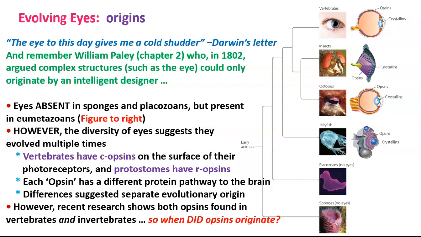However, like with other things we've looked at here, recent research shows that both opsins, R opsins and C opsins, are found in vertebrates and invertebrates. They're found in both. So when did opsins originate? If they're found in both, then that implies that they didn't evolve independently. There's just been some tweaking in each lineage. And so when did opsins originate? It goes kind of far back in evolutionary history, perhaps. Let's take a look at that in the next slide.